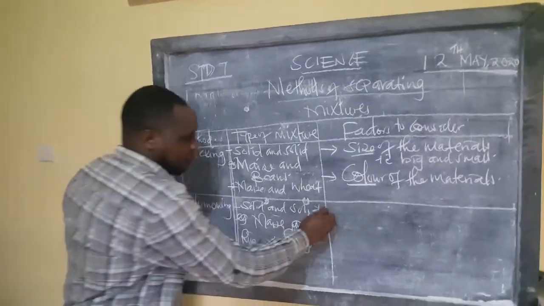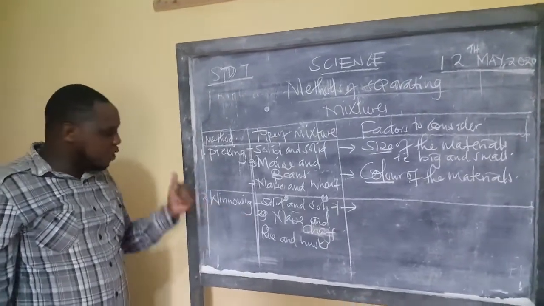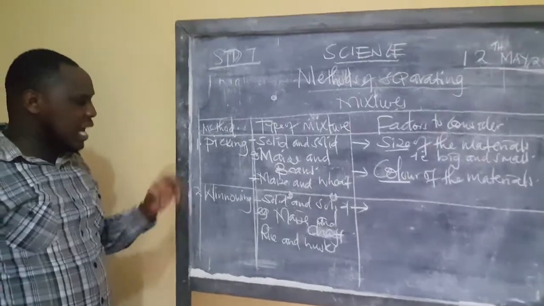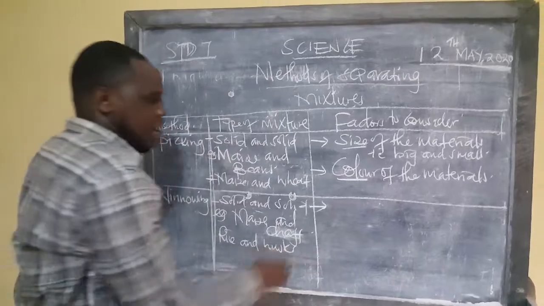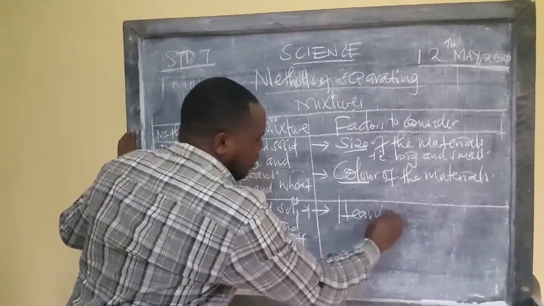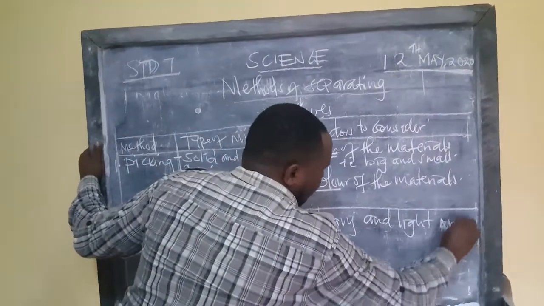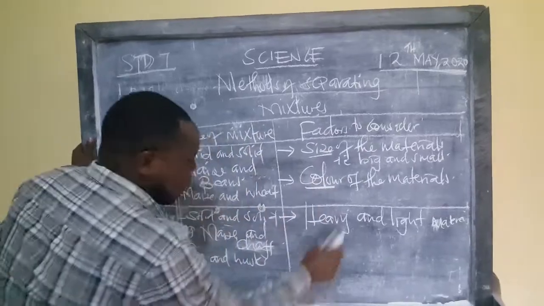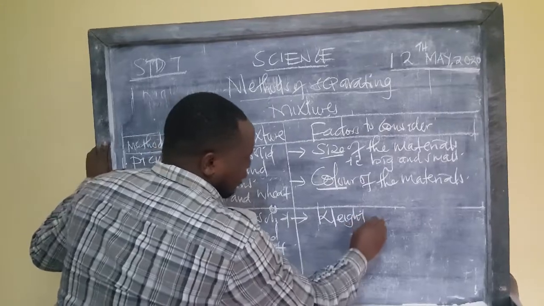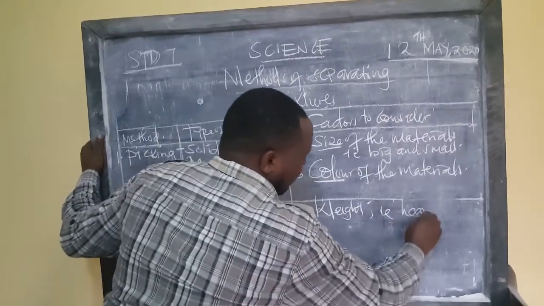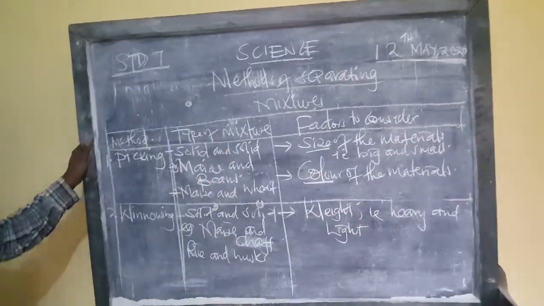So what are we saying here? What do you consider for us to pick winnowing as a method of separating mixtures? For me to pick winnowing, what have I considered? Number 1, I've considered the materials. We talk about heavy and light materials. Simply, we consider the weight, that is heavy and light.